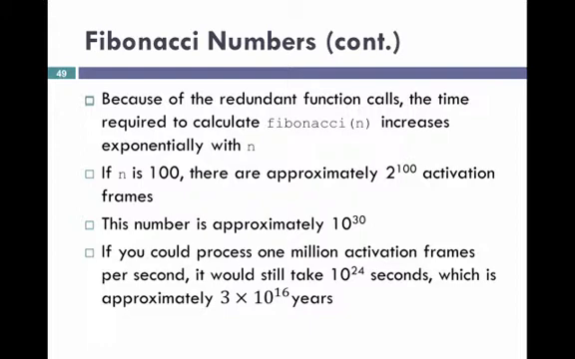Because of the redundant function calls, the time required to calculate Fibonacci increases exponentially with n. So if n is equal to 100, there'd be approximately 2 to the 100th activation frames. In base 10, that's 10 to the 30th. So if you could process 1,000,000 activation frames per second, it would take you 10 to the 24th seconds, which is about 3 times 10 to the 16th years. So here's a recursive algorithm that, as n grows into some reasonable size, will be too expensive to compute.